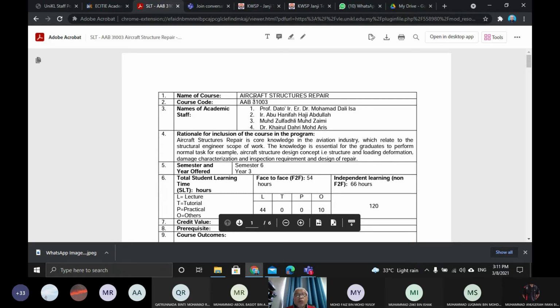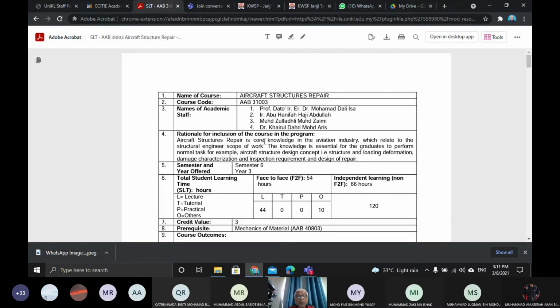For the course code, rationale of the course: aircraft structure repair is core knowledge in the aviation industry, which relates to the structure engineer's scope of work. The knowledge is essential for the graduate to perform normal tasks, for example, aircraft structure design concept, structure loading deformation, damage characterizations, and inspection requirement and design of repair. So this aircraft structure repair course is designed for the graduate who are focused on becoming structure engineer.